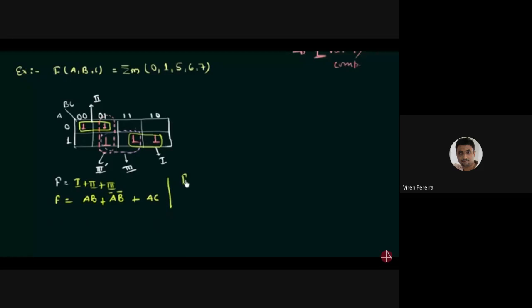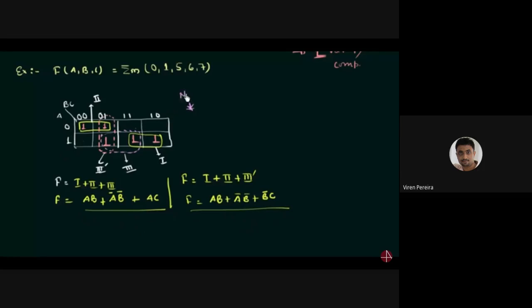Now let's see case 2. The function f is 1 or 2 or 3 dash. 1 and 2 will be the same, but 3 is now changed. In this, A has changed from 1 to 0, so we will neglect A, and we have B bar and C. So you can see that both of these are minimum, both are reduced to the same extent, but they are not the same.